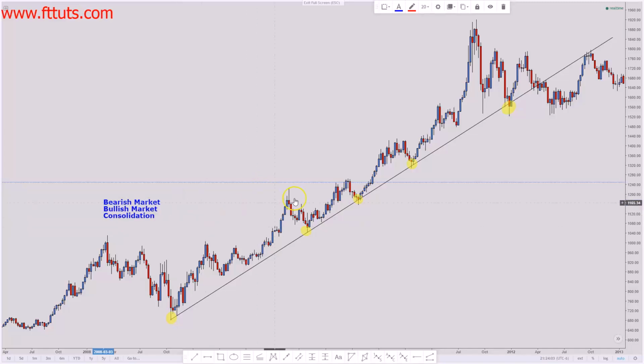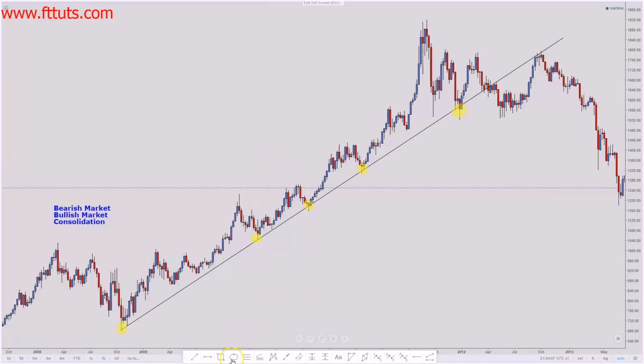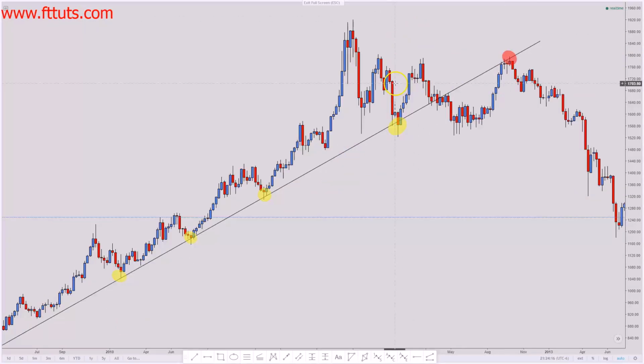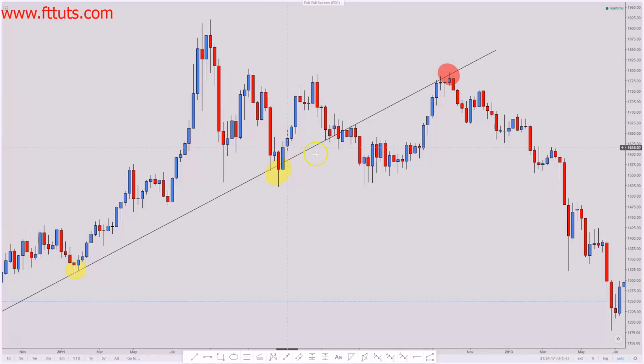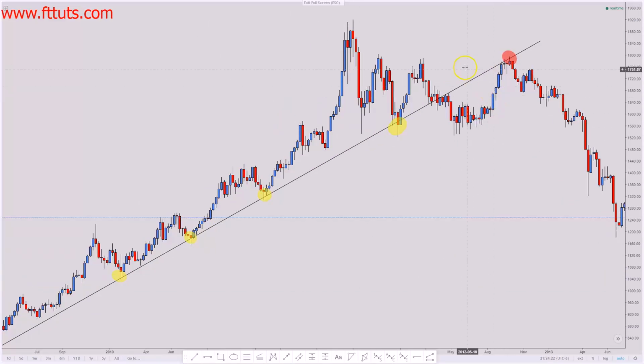So what else? Let's see. It's very, very simple, guys. Let me actually show you. When price actually breaks through, change the color of this. When price actually breaks through this trend line, we're going to expect a retest, and that's when you can look to enter the market the other way.